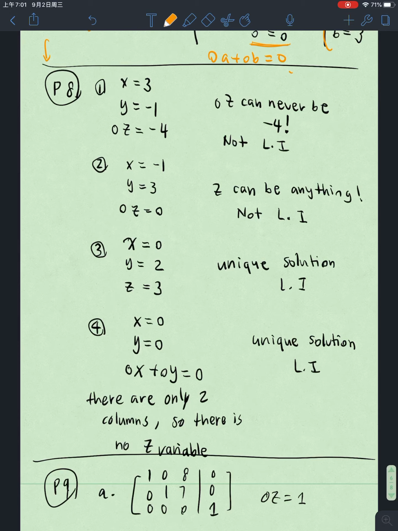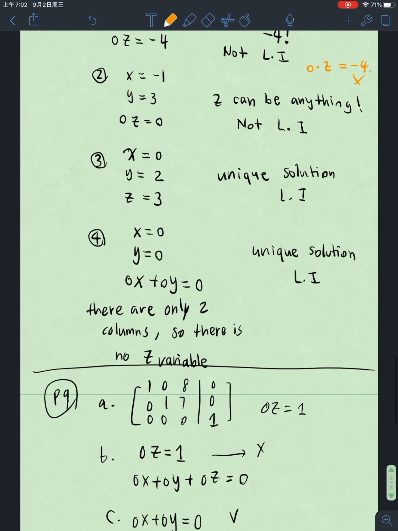So the first one is 1 0 0, 0 1 0, 0 0 0, and then 3, negative 1, negative 4, and just rewrite it. Here it has 3 columns, so we know that there is a z variable. Because there are 3 columns, we know that there are 3 variables. So the last one is going to be 0 times z equals negative 4, which is impossible, because whatever z is, it can never be negative 4. So this one will be no solutions.